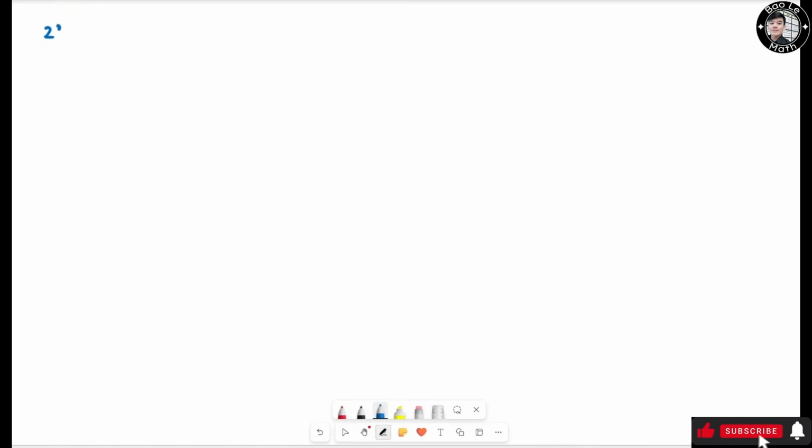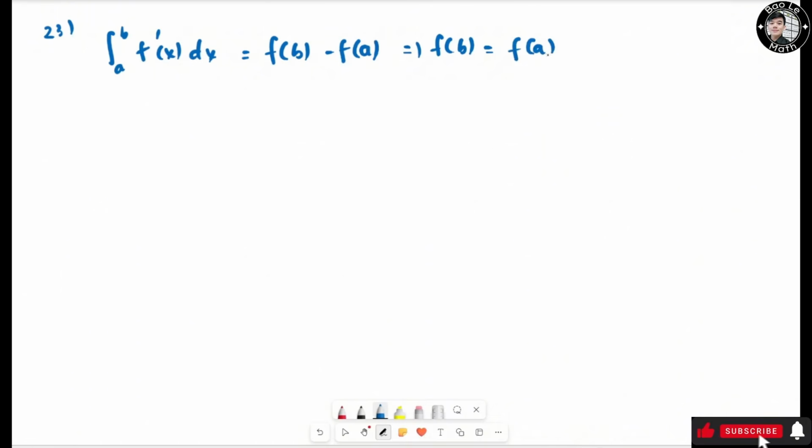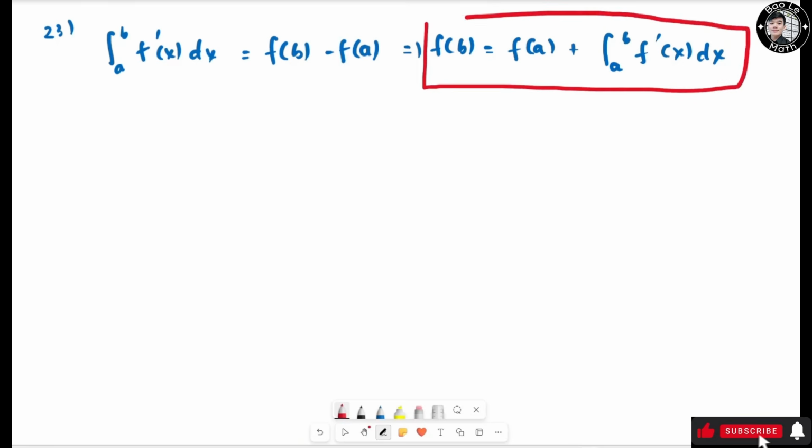Number 23, we're going to talk about the fundamental theorem of calculus. We have the integral from a to b of f prime of s ds is going to be f of b minus f of a, right? Where f is the antiderivative of f prime. So then you have f of b equals f of a plus the integral from a to b of f prime of s ds. This formula is used a lot in contests.